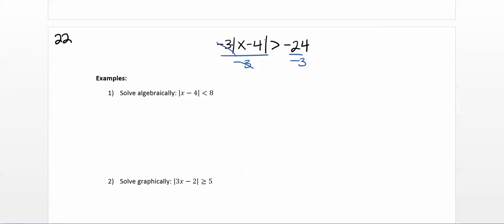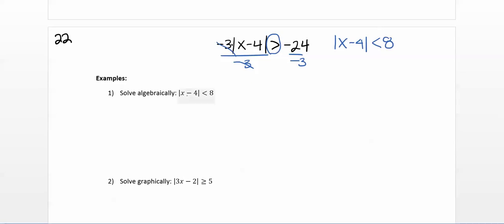Cancel, cancel. Now, when you divide by a negative in an inequality, you have to remember that that changes. So we get the absolute value of x minus 4 is less than 8. So now I have that problem. So just make sure that if you're given something where the absolute value is not isolated, you need to isolate it first.